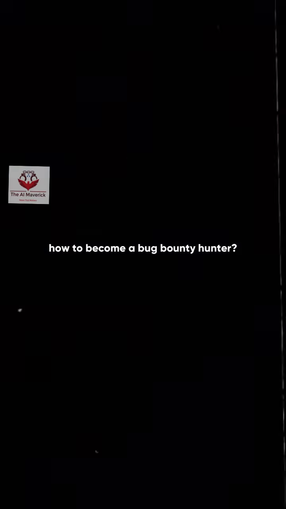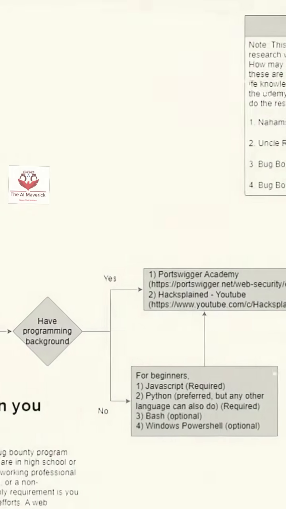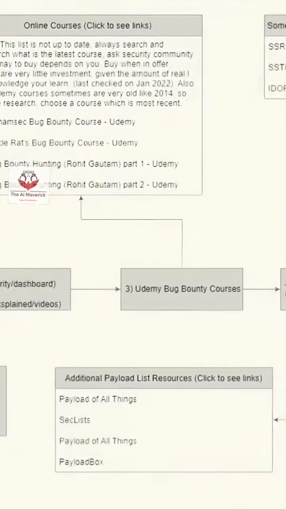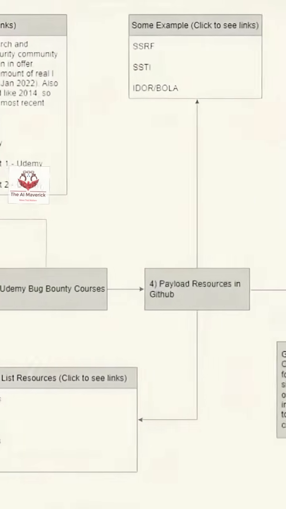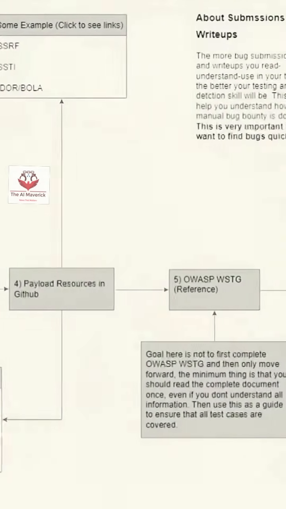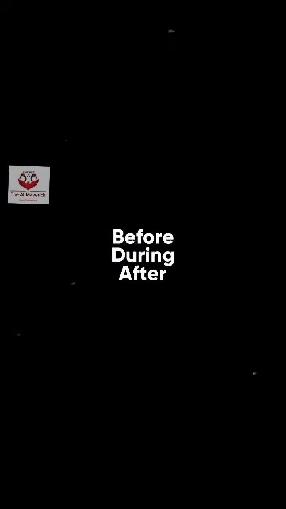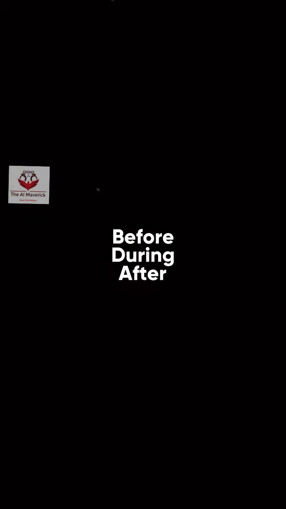But how can you become a bug bounty hunter, and what do you need to know? To help you answer these questions, you can use this flow diagram that shows you the steps and resources you need to follow to start your bug bounty journey. As you can see, the diagram is divided into three main parts: before, during, and after bug bounty hunting. Let's go over each part in more detail.